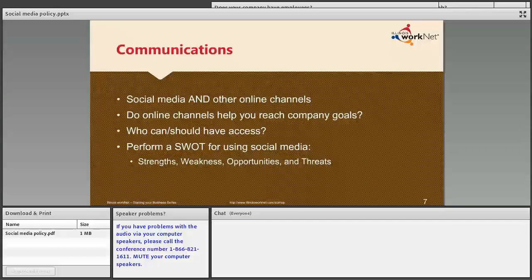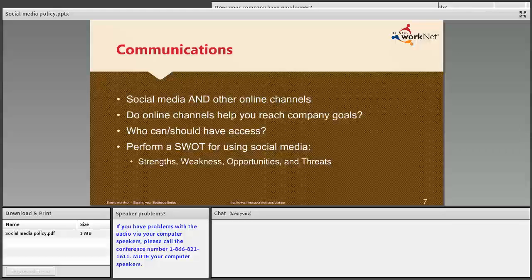Communications is the next key point. Will the person or persons in your company be representing your business on social media and other online channels? Are they in chat forums? Are they in help desk forums? Where are they on the internet? And do online channels help you reach your company goals? Meaning that is the sales, and will it help you increase your business or save time or money by using some social media? Who can or should have access to social media?